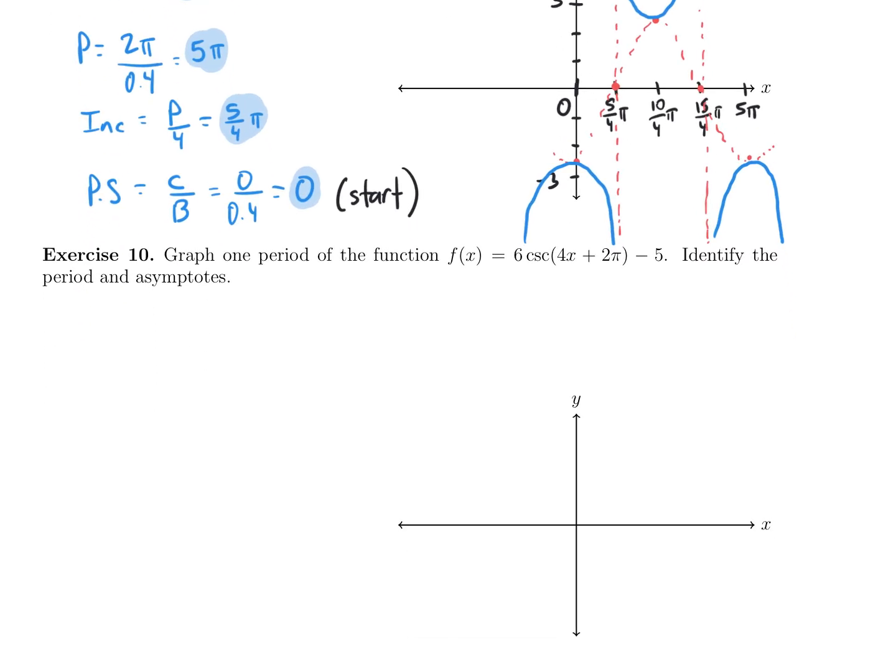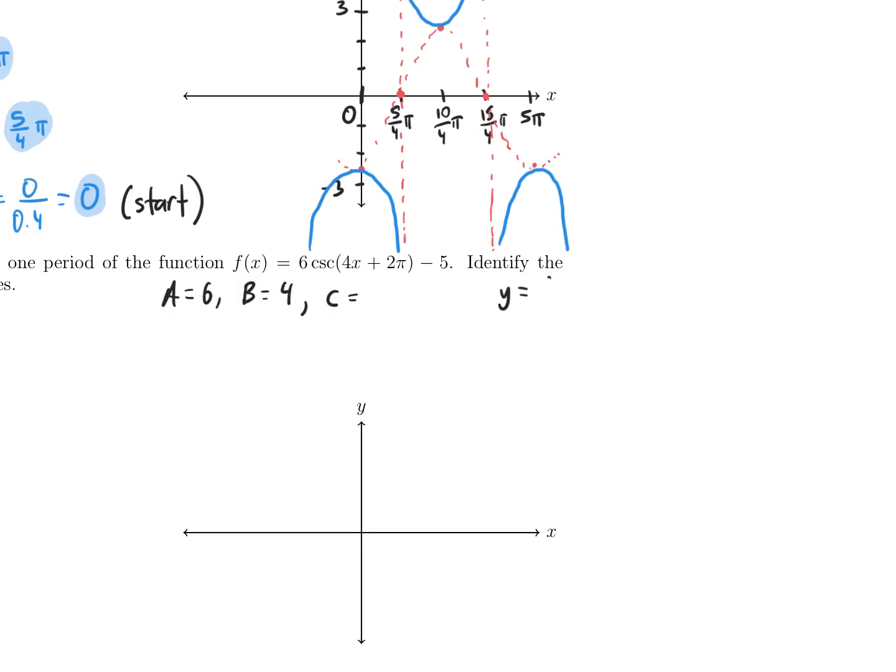Okay, let's start this off once again by writing out what A, B, C, D are. A is 6, B is 4, C is, careful, we have to rewrite this function with a negative, not a positive. So let's rewrite this function: y equals 6 cosecant 4x minus negative 2 pi minus 5. All right, so C is negative 2 pi. That's the whole reason why we do this double negative, so that you can get the sign of C correct. D is equal to negative 5.